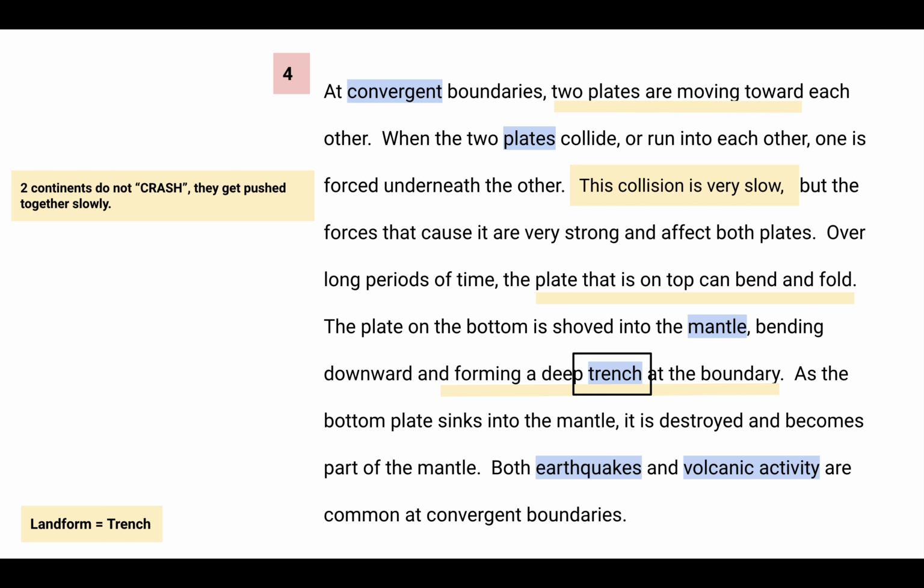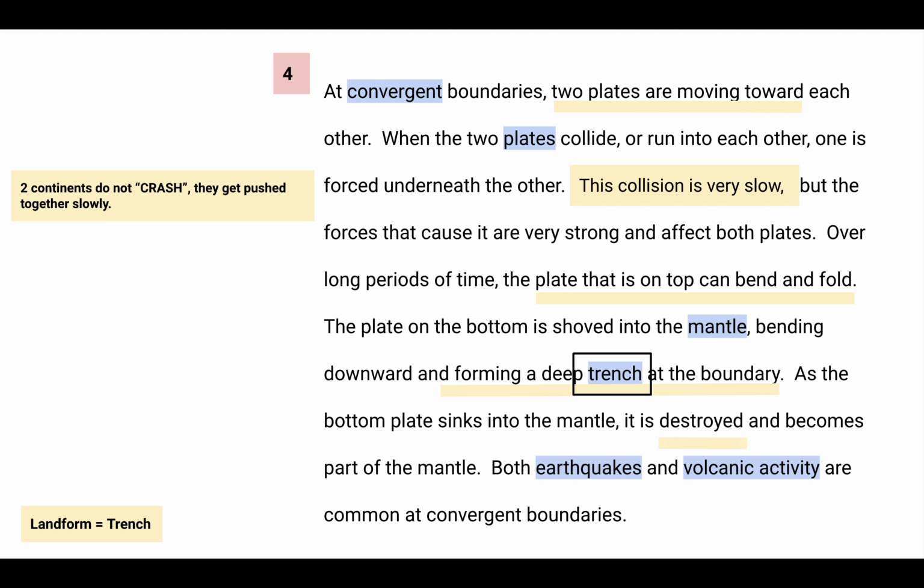I wanted you guys to put a box around the word trench, and then I want you to go ahead and add in the margins an annotation where it says the landform is a trench. Trust me, this is going to come in handy for you later on. So at convergent plate boundaries, one of the ways that we can tell if something is convergent is because we look for a trench. If you see a trench, then you know that is an indication that it is a convergent plate boundary.